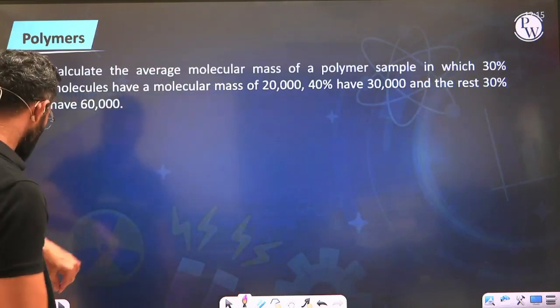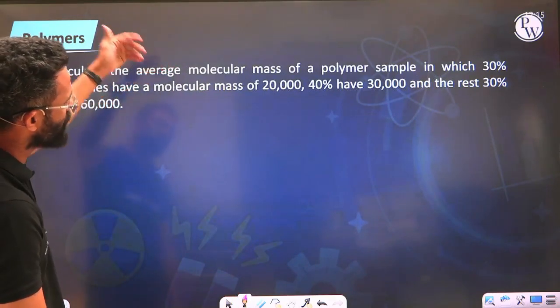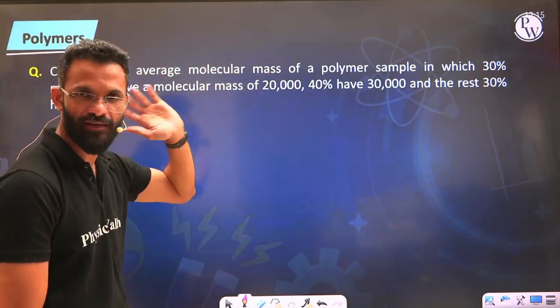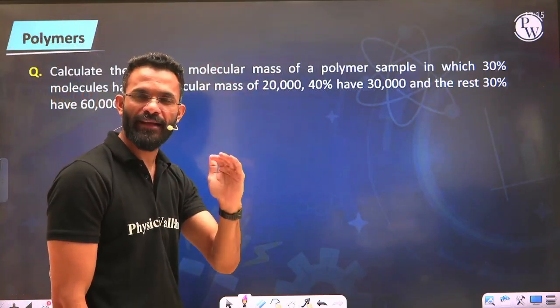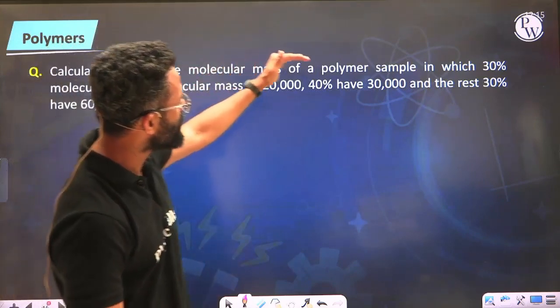The question says, calculate the average molecular mass. Well, we'll consider average molecular mass in terms of weight as well as in terms of number. So we are going to calculate M bar n as well as M bar w. So calculate the average molecular mass of the polymer sample.